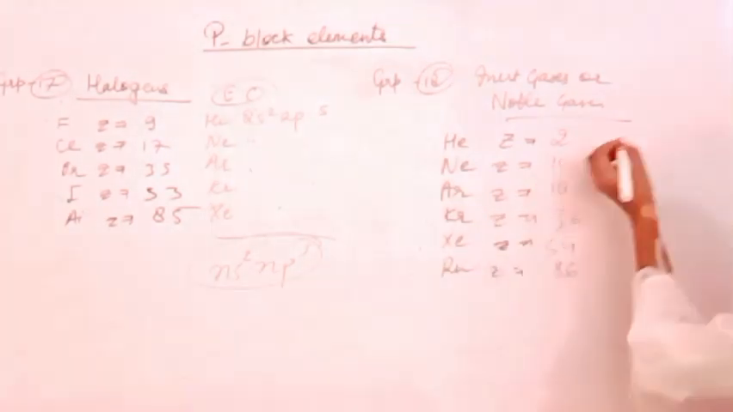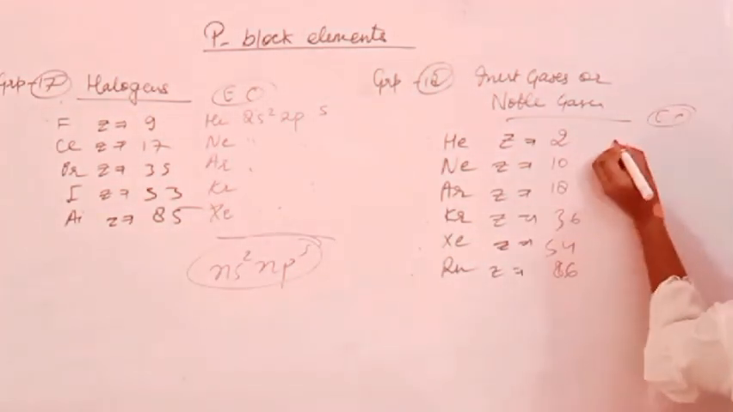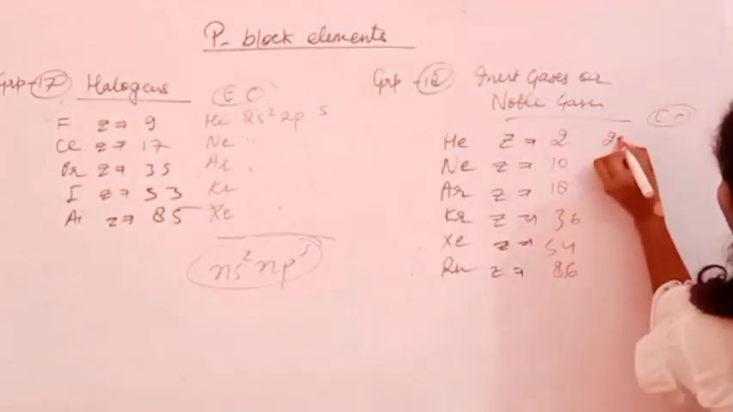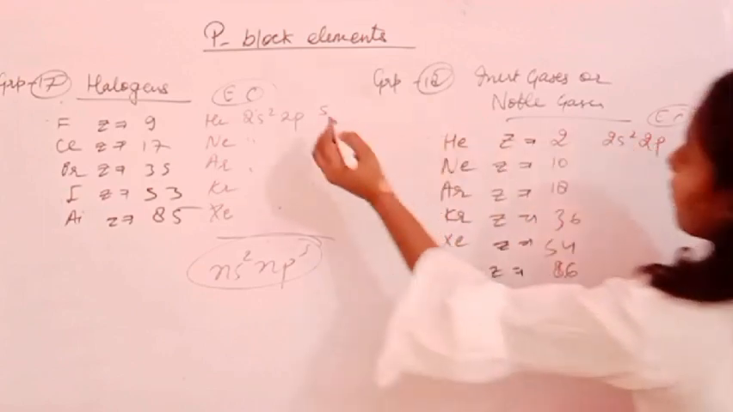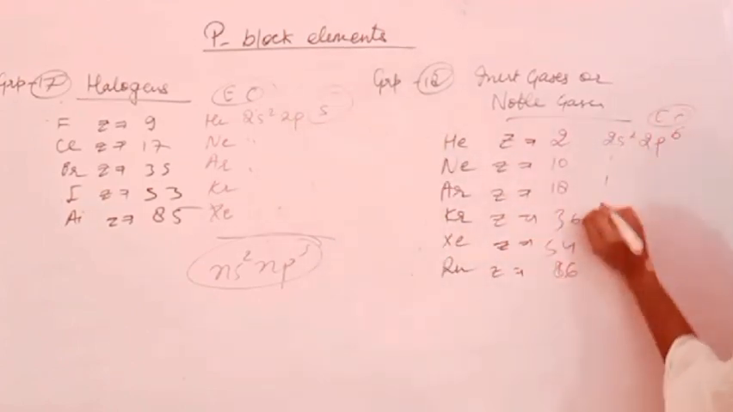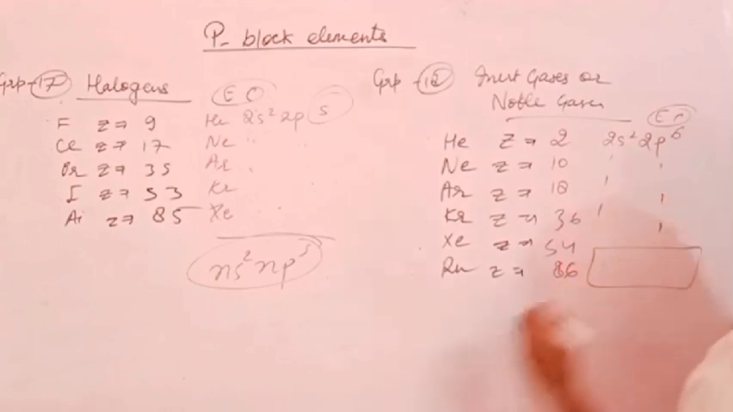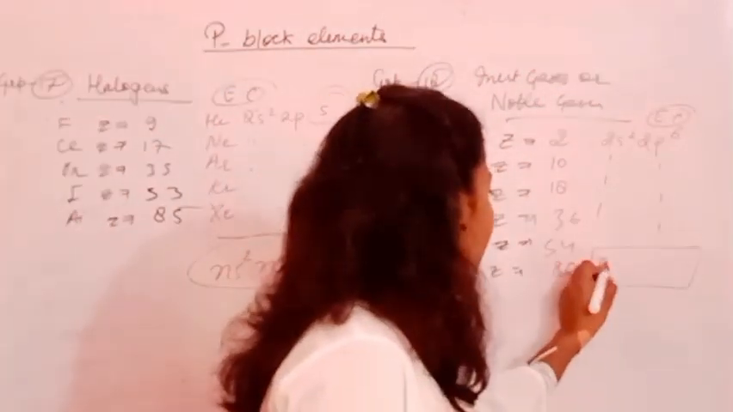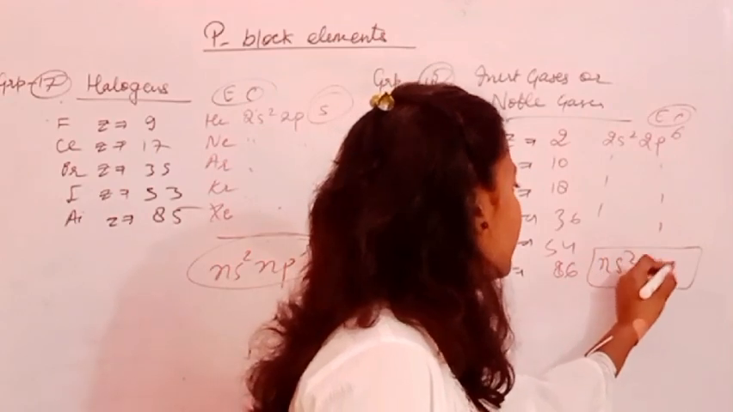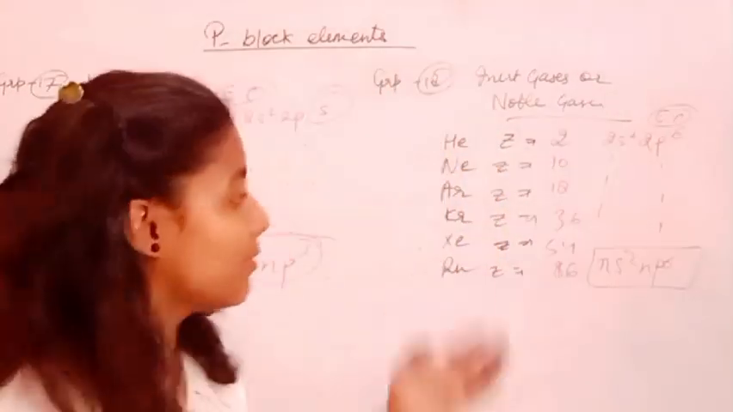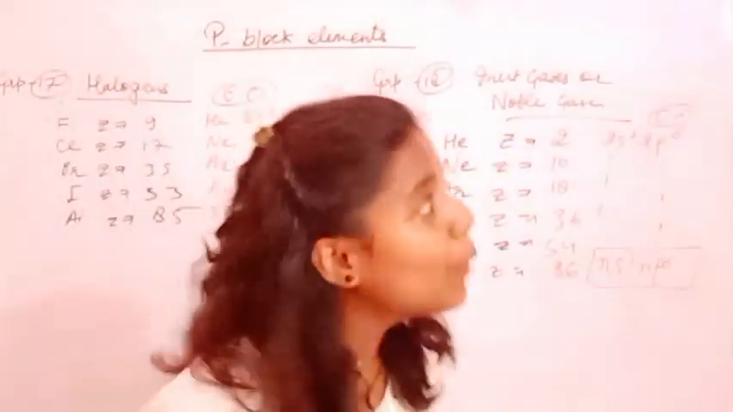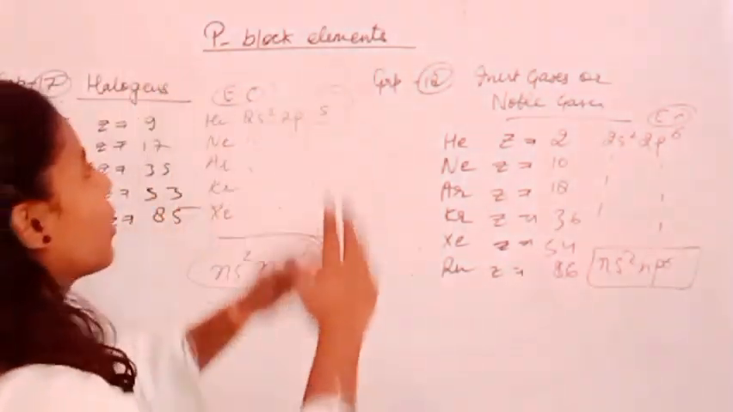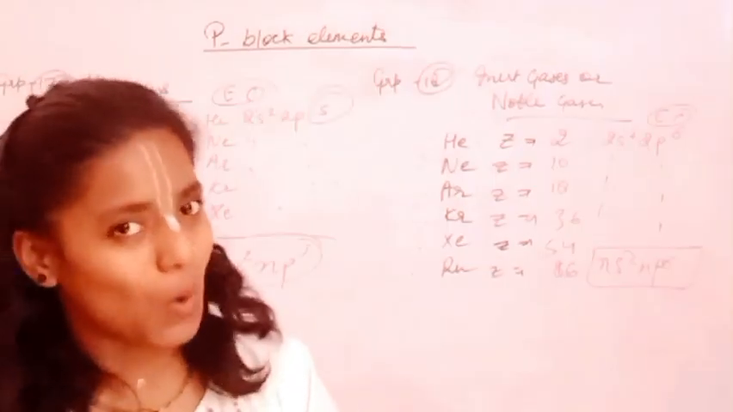Okay. Talking about the electronic configuration for all of them, it's similar: 2s2, 2p, here it ends with 5, here it ends with 6. So what is the electronic configuration for the 18th group? It is ns2np6. What's the difference? It's 6. Okay? I hope all the elements in the P block are clear to all of you.